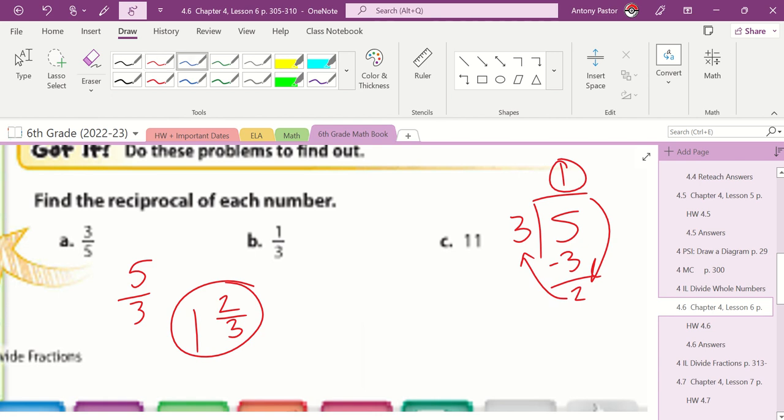B, 1 over 3 would be 3 over 1. And we simplify it just down to 3. And C, 11, again, whole numbers over 1. So this would become 1 over 11. And that's it.